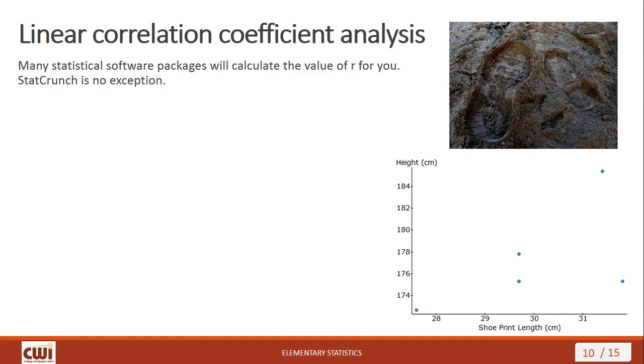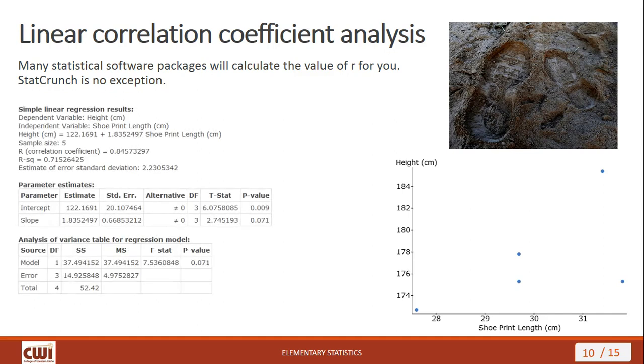So we're going to use StatCrunch to calculate this for us. And when we do, we get a simple results window that looks something like this. So there's a whole bunch of information here. But essentially what we're looking for with our R value is located right here. So up here near the top, it says R. And notice it's a capital R, which is different than what the author of the textbook uses. But it still says correlation coefficient, and then it gives you the value, 0.84573297, which we could round to say 0.85.